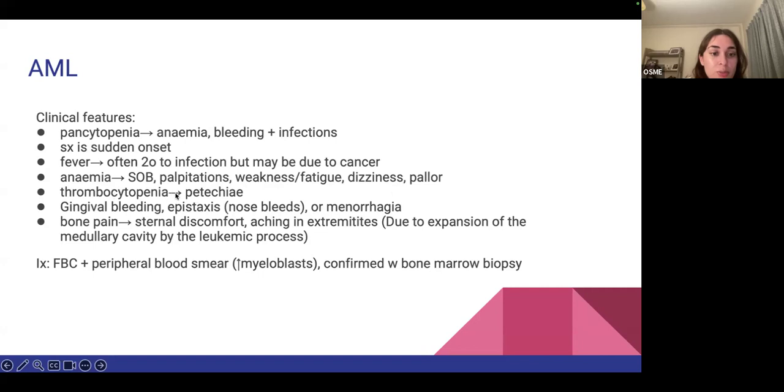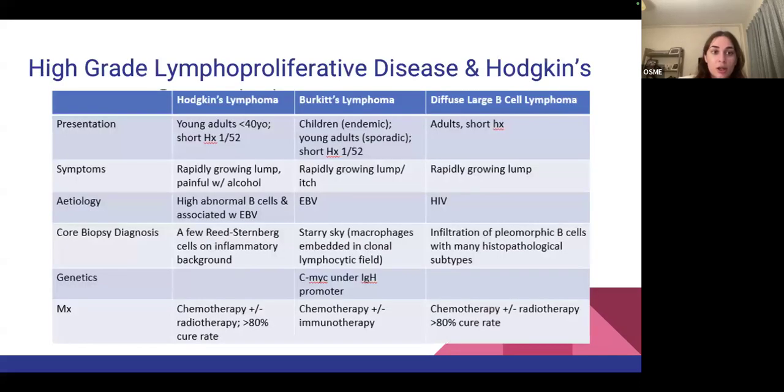Thrombocytopenia will present as petechiae, so these red blotchy marks across the skin. The question stem might mention gingival bleeding or increased nosebleeds. And occasionally they might mention bone pain, but this is more small print for AML. And the way you investigate this is a full blood count, which shows pancytopenia, with a peripheral blood smear, which shows an increase in myeloblasts, which can be confirmed with bone marrow biopsy. But because it's quite an invasive procedure, they're trying to reduce the number of bone marrow biopsies they're doing within hematology.